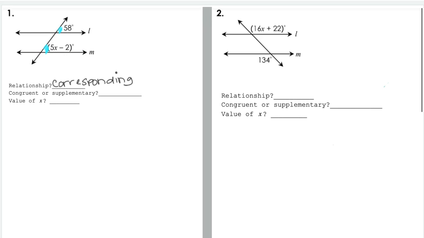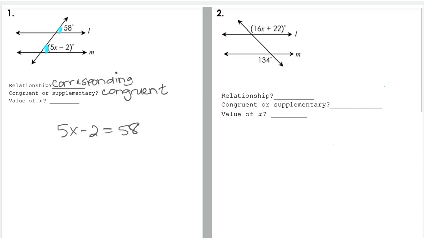Next, we need to determine whether these angles are congruent or supplementary. So when I look at angle 58 here, I can tell that's an acute angle, and I also know that because it's smaller than 90 degrees. When I look at 5x minus 2, I can also see that that is an acute angle. And if you recall from your notes, corresponding angles are congruent. So that means both of these angles are going to be acute, and they're going to be the same measurement. So since both of these angles are going to be congruent, that means that my equation is going to be 5x minus 2 equals 58, because remember, congruent means that they're the same measurement, so they are equal.